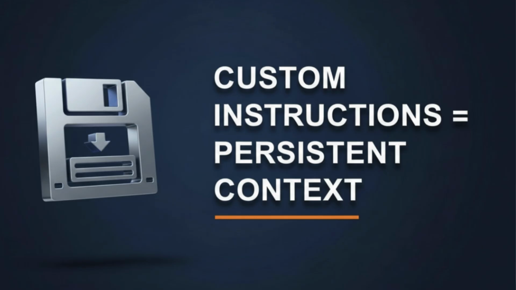So what are custom instructions, and why do they change everything? Here's the simple explanation. Custom instructions give ChatGPT a persistent context about you. That means, instead of starting every conversation from zero, ChatGPT already knows who you are professionally, how you like to communicate, what you're working toward, what kind of responses actually help you. It's like the difference between explaining your job to a stranger every single day versus working with a colleague who's been on your team for months.